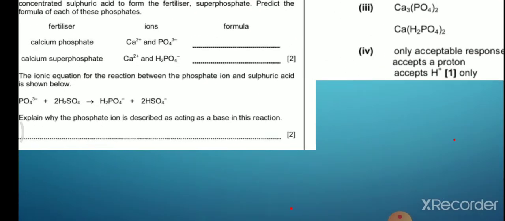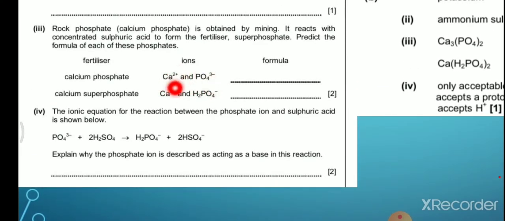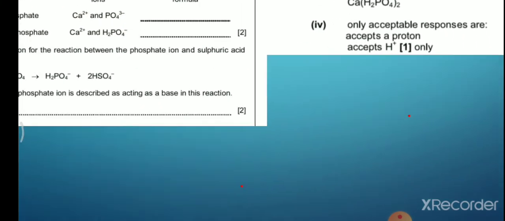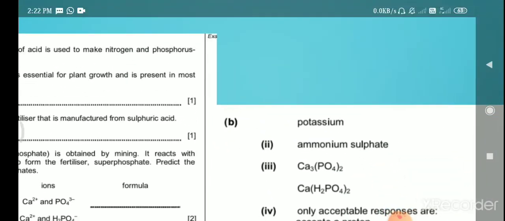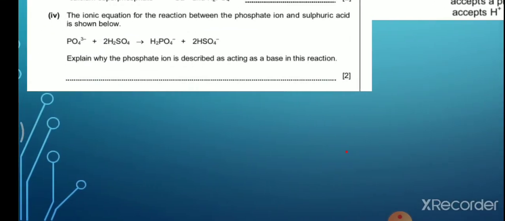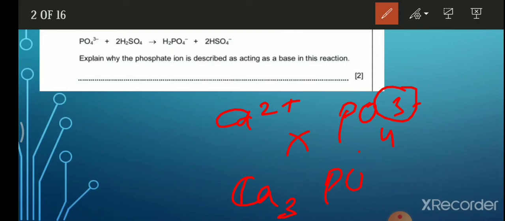Next question. Let's see what's the next question. Okay, you have to write the formula using these 2 ions, calcium and phosphate ions. Calcium is 2 plus, phosphate is 3 minus. When you do a crisscross, you get Ca. This 3 comes here, 3 PO4. This 2 comes here, right? So twice.